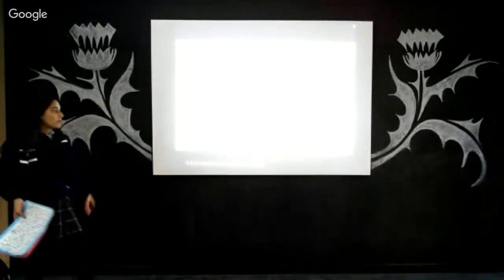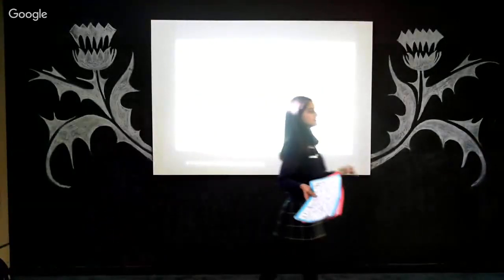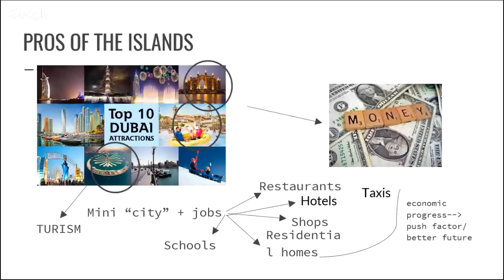To enter this island, you need to go on a taxi or in a public service. So the taxis, in the majority, increased a lot. So it gave a lot of work to the taxis. Then also, as it was a mini city, it gave a lot of jobs, such as in restaurants, hotels, in residential homes, in schools. So the economic progress was positive, that gave a push factor, so there was a better future.